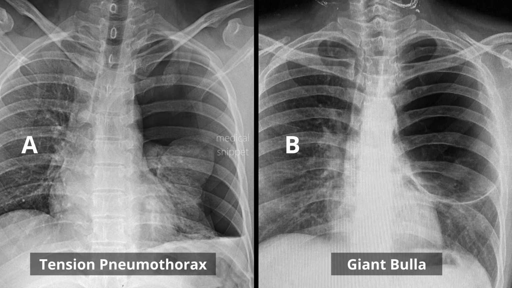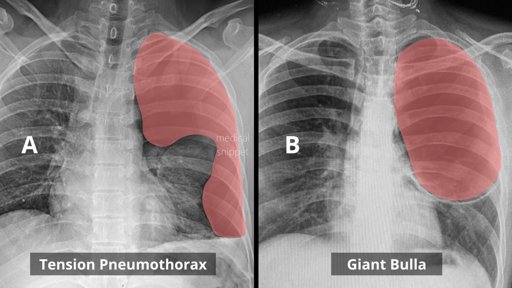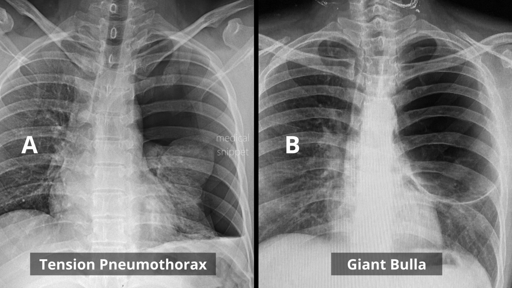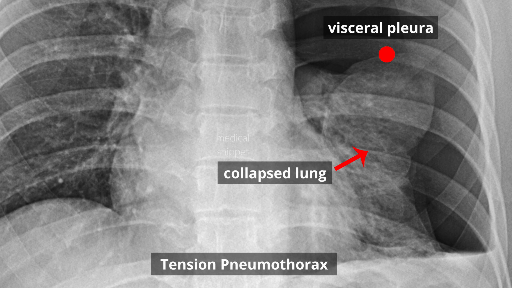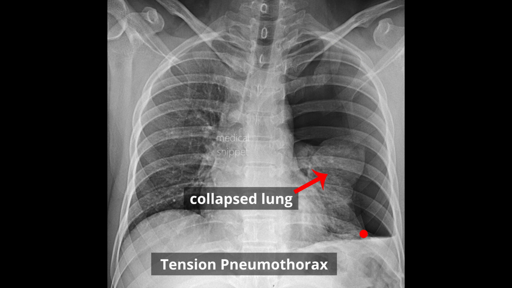How to differentiate them? As both these conditions have hyperlucent areas in the chest X-ray. If you carefully observe in tension pneumothorax, the visceral pleural line of the collapsed lung is seen, and the lung is separated from the chest wall from all of its sides.